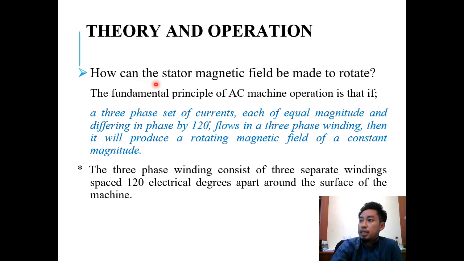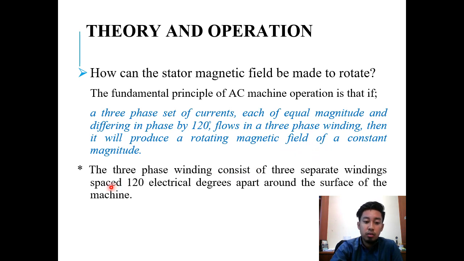How can the stator magnetic field be made to rotate? The fundamental principle of induction motor operation is that if a three-phase set of currents, each of equal magnitude and differing in phase by 120 degrees, flows in the three-phase winding, then it will produce a rotating magnetic field of constant magnitude.